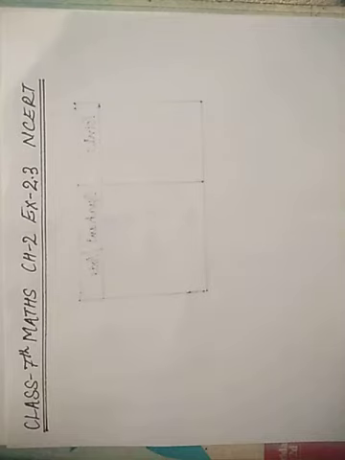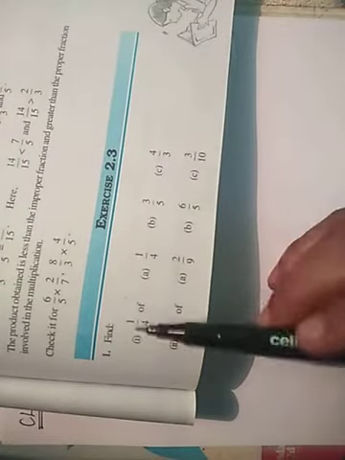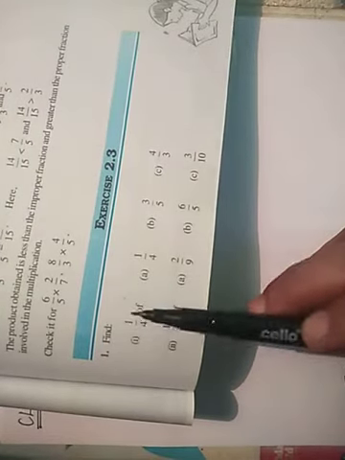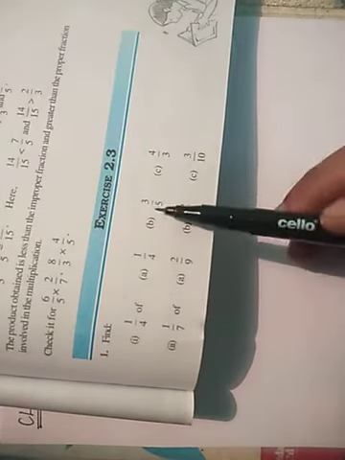Dear students, in class 7th mathematics, we are studying chapter 2, fractions and decimals, and today we are going to start exercise 2.3. So let us discuss the first question of this exercise. The first question is: find 1/4 of A part, which is 1/4, B part, which is 3/5, and C part, which is 4/3. So we will solve the first question of this exercise.